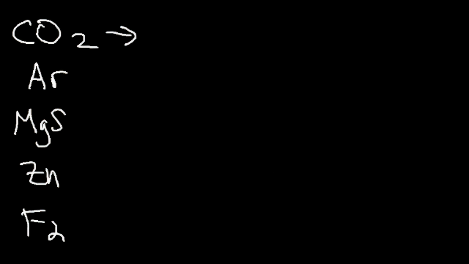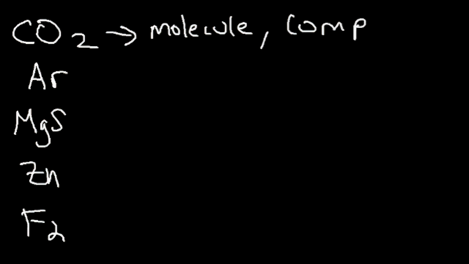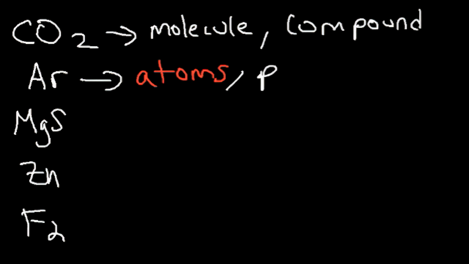How would you classify it? So this substance is composed of two nonmetals. So this is going to be a molecule since it's composed of many atoms, but it's also a compound because it's composed of different elements. So it's a molecular compound. Now what about argon? Argon is a noble gas, so it's made up of atoms, and it's also a pure element. We only have one type of element in this substance.